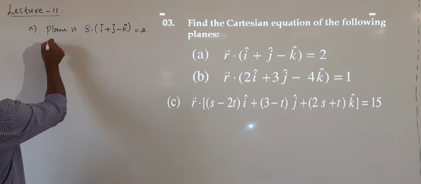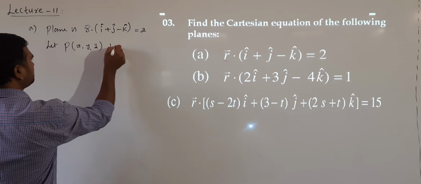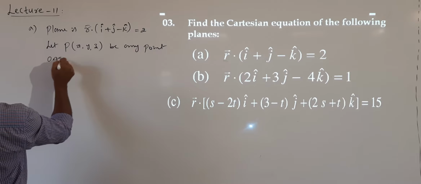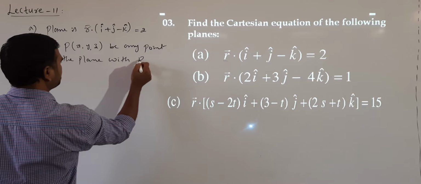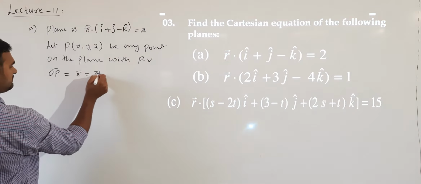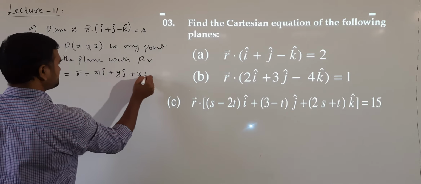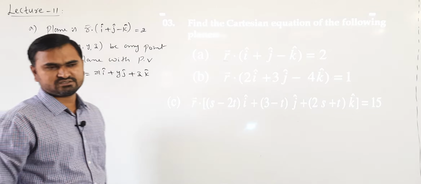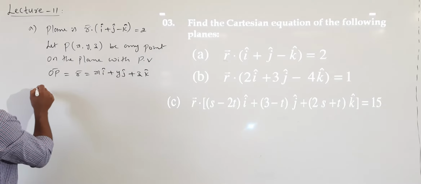So let P(x, y, z) be any point on the plane with position vector OP bar equal to r bar. What is the position vector of P? I can write xi plus yj plus zk. So just substitute r bar as xi plus yj plus zk and simplify, and we will get the Cartesian form of the plane equation.